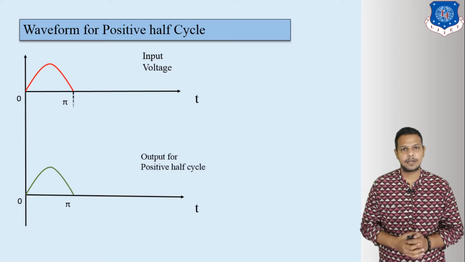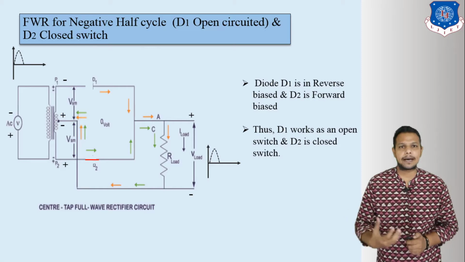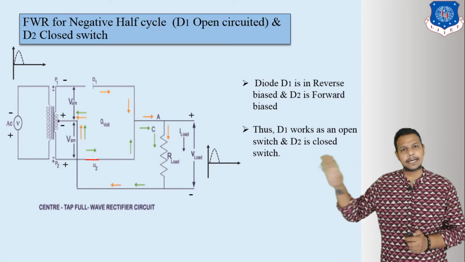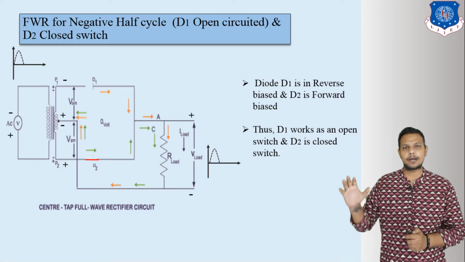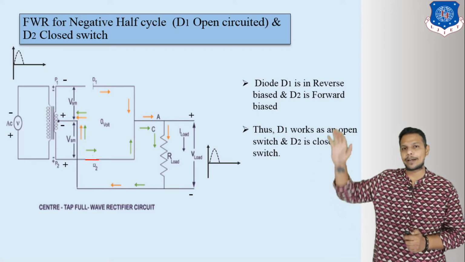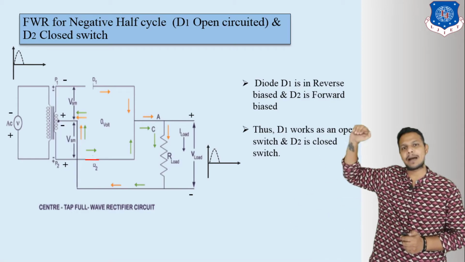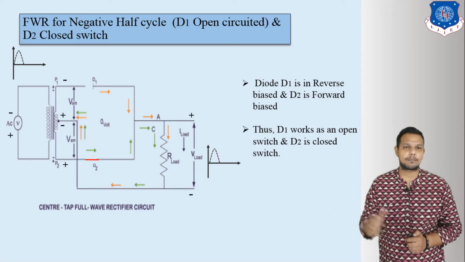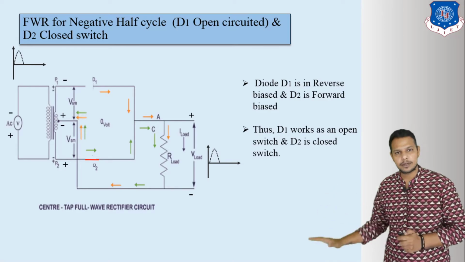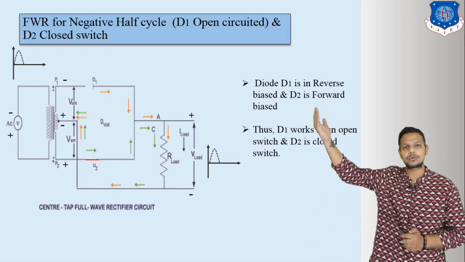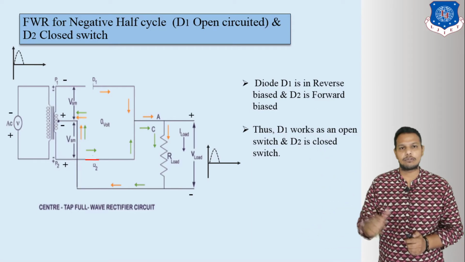Now let us discuss the negative half cycle. If we apply the negative half cycle at the input side, what happens? The polarity is changed. Below is plus and above is minus. Current always flows from plus to minus. So if current flows from below to above, that means diode D2 works in forward bias.